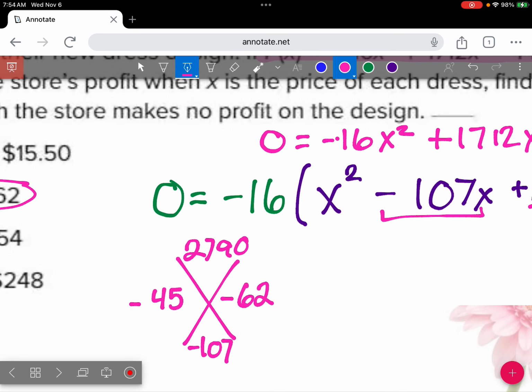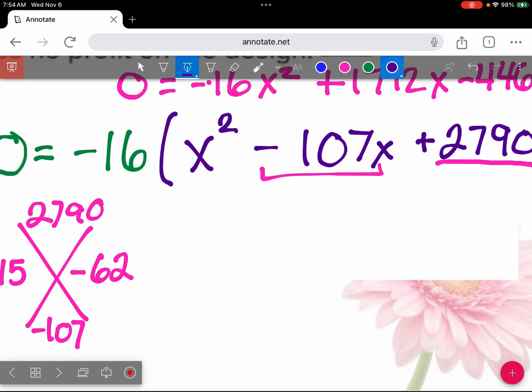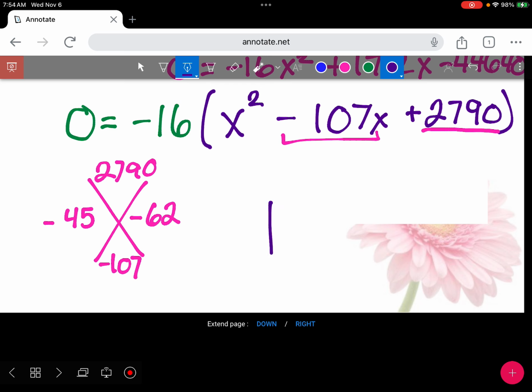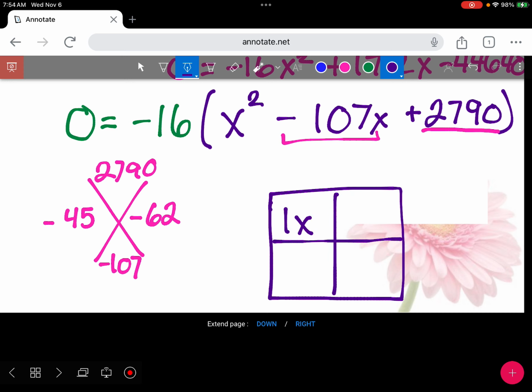We can use that set of options since we have a 1x squared. So it lets us try that. How do you know what goes in which spot? Top left box always catches your ax squared. So our 1x squared always goes here. Our c is always going to go bottom right. So I'm just going to erase the 1 because we don't need the 1. And the c, that 2,790, always goes bottom right.